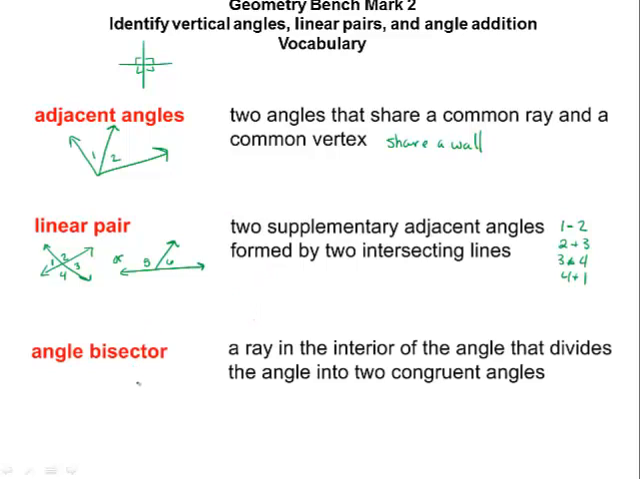Angle bisector is any ray that cuts an angle in half. So if I have just some angle out here, and I come in with another ray, and then this angle and this angle are the same, so maybe that's about a 20 and a 20. It cuts it in half. So it's sort of like a segment bisector, but it's bisecting an angle instead of a segment.